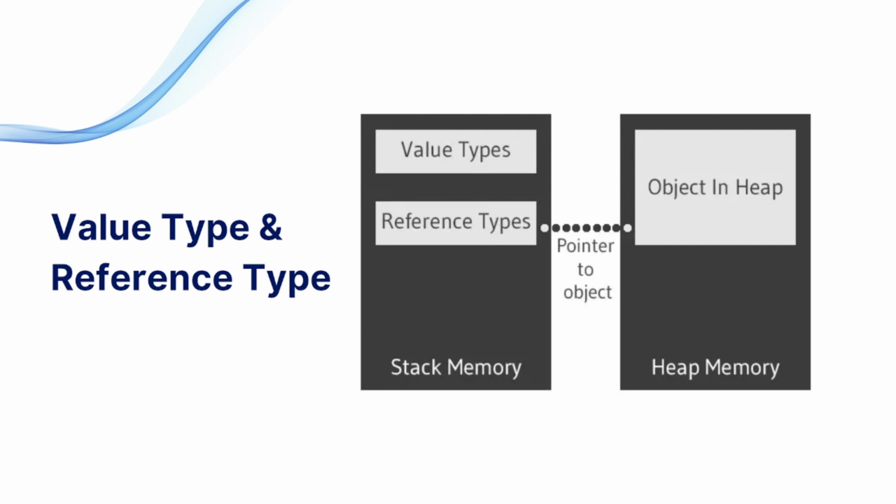So let's get started. Alright, let's start with value types and reference types. In C#, there exist value types and reference types. Value types are the ones stored in the stack memory, like int, bool, float, double, etc. Reference types are the ones stored in heap memory with their reference stored in the stack memory, like objects.